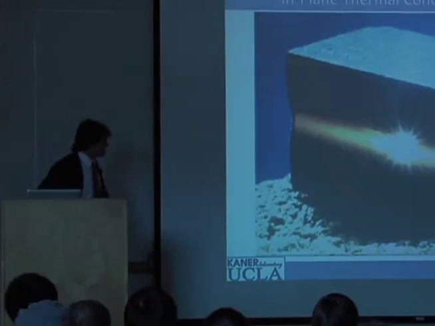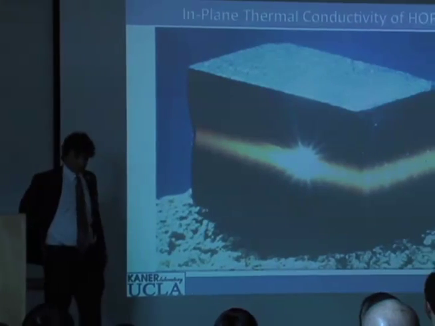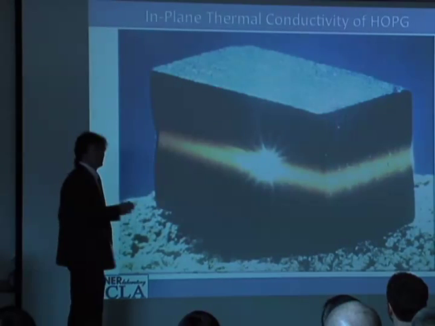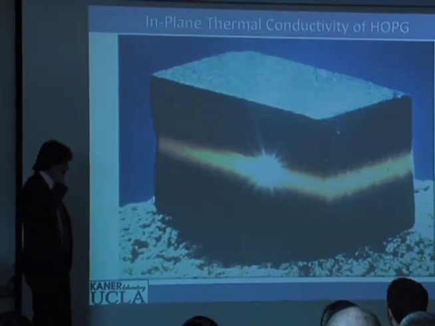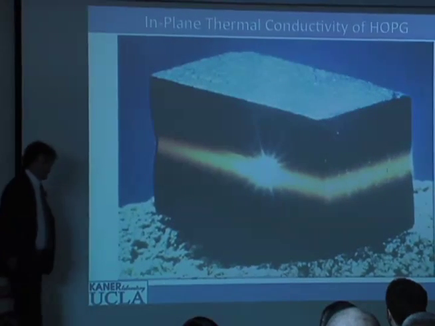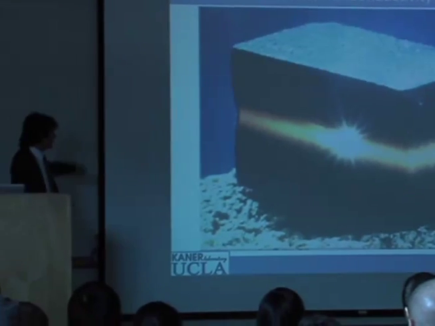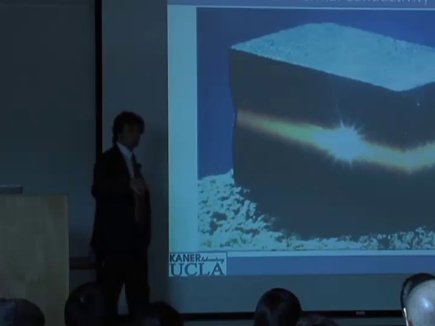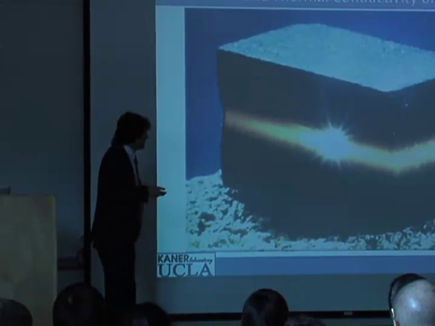This is my favorite picture of graphite, and this is from Neil Bartlett's lab. What we're doing is hitting a slab of graphite, about the size of the end of your little finger. This is highly oriented pyrolytic graphite. We're hitting it with a laser. A normal material heats up in 3 dimensions, but of course graphite isn't a normal material.